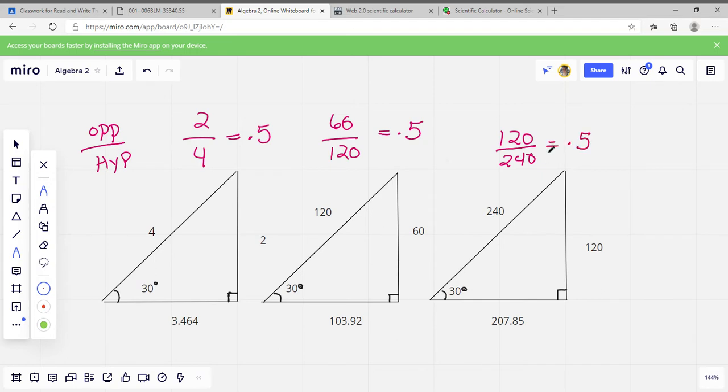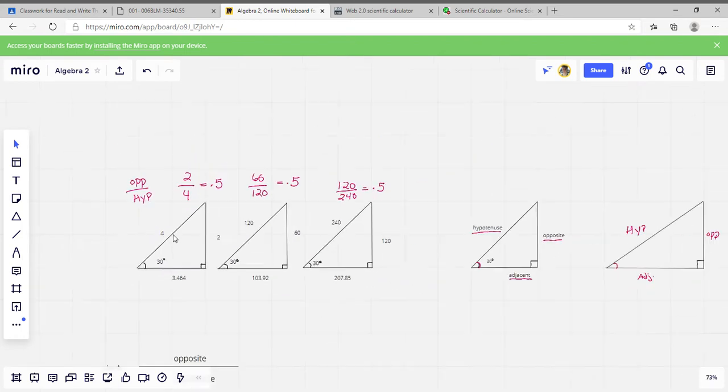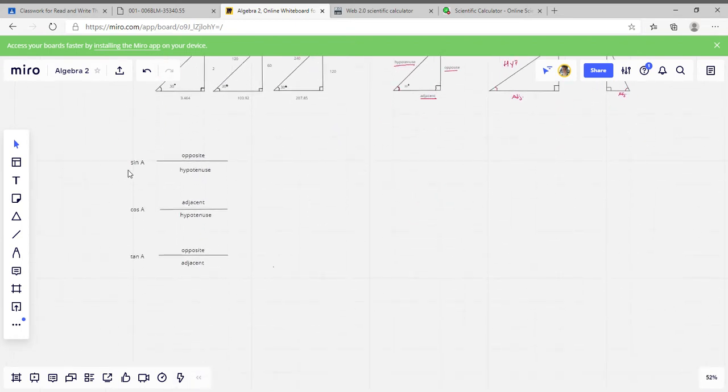And this relationship is called the sine of 30 degrees. No matter what size this 4 is, it's always going to be 0.5. This 2 is always going to be 0.5 of this 4. So the opposite is always 0.5 of the hypotenuse if it's a 30-degree angle. Okay? All right. And that is called sine.